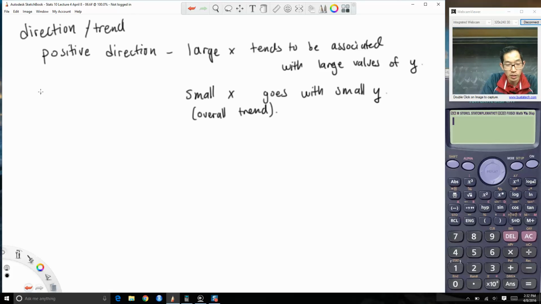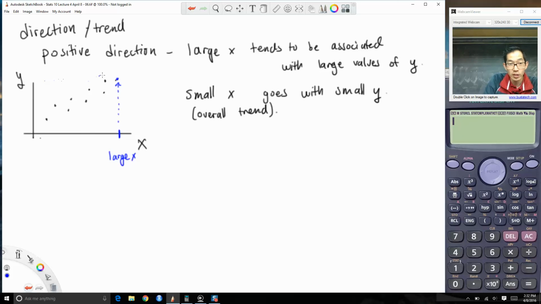Okay, and so the graph for a positive relationship would look something like this. If this is our x and this is our y, over here I've got large X, and we look at where that goes up here, and it's on the high end. This goes with large Y, and down here, small x tend to go with small y.